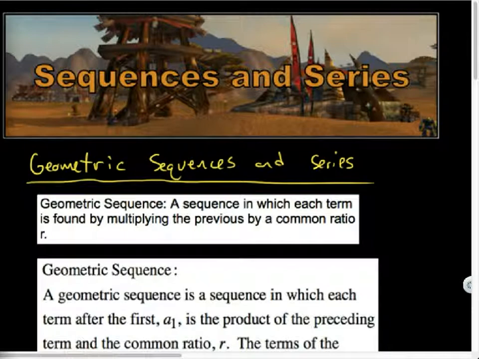Greetings and welcome, friends. Today we're moving beyond the arithmetic and into the geometric. That's right, this is probably pronounced the way you would have imagined. Geometric sequences and series, to be exact.